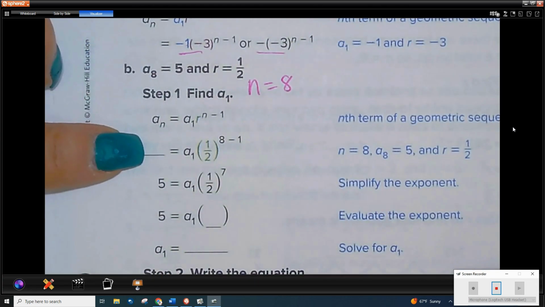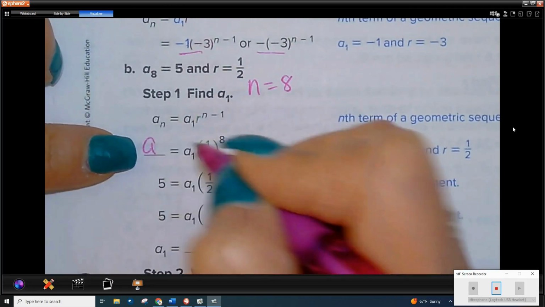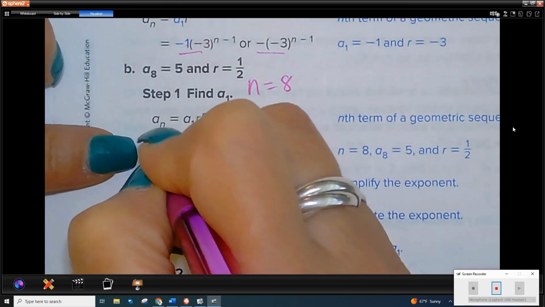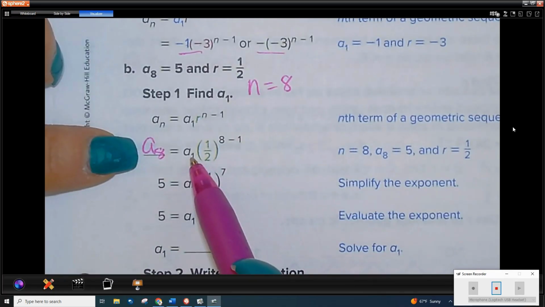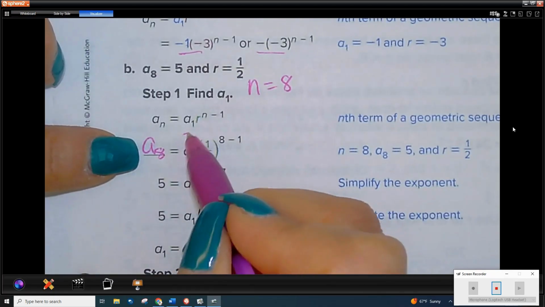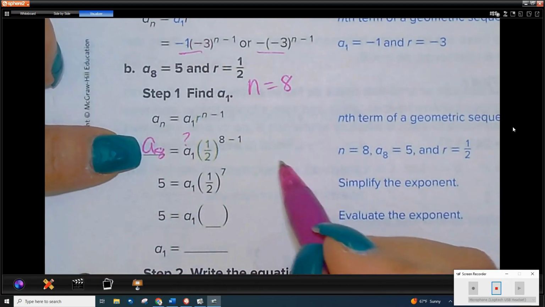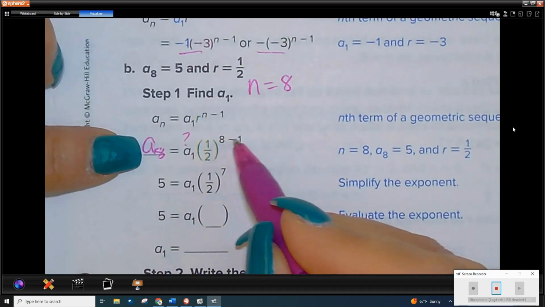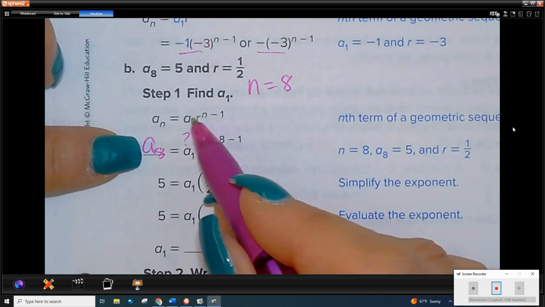So A8 is 5, and A1 is our first term, which we're finding. So I'm going to put a question mark by that. 1/2 is our rate, and 8 minus 1, that's n minus 1. Here's our general formula.